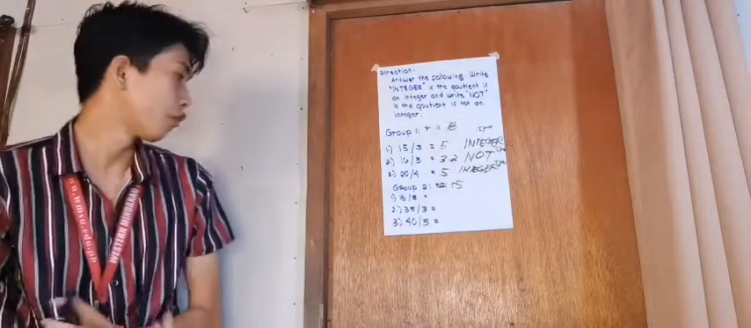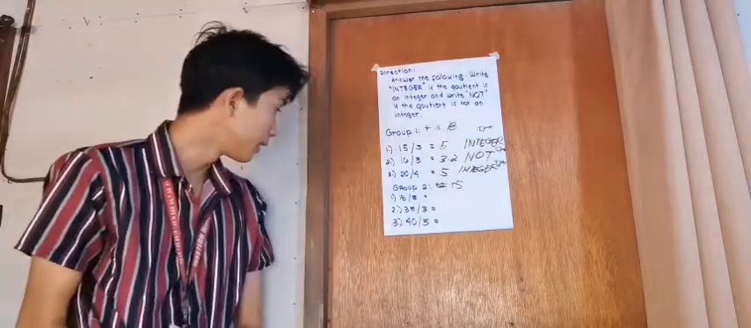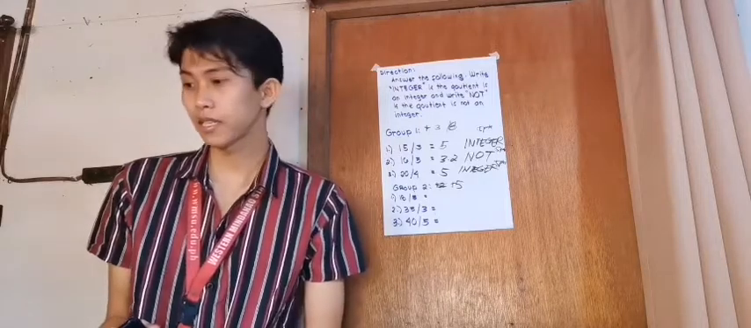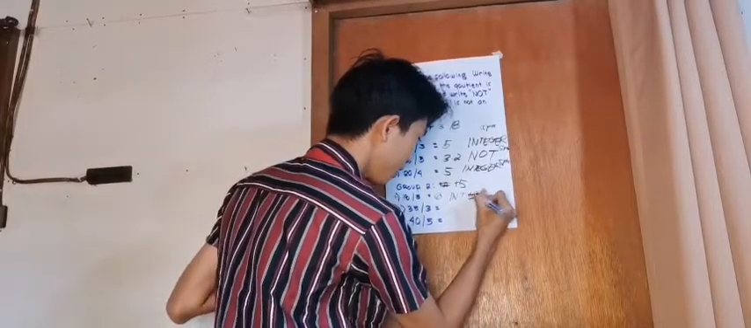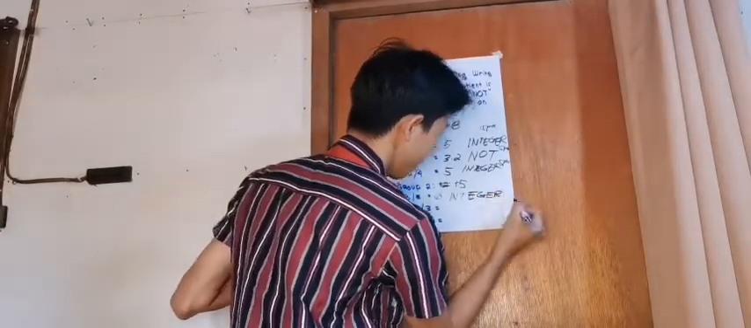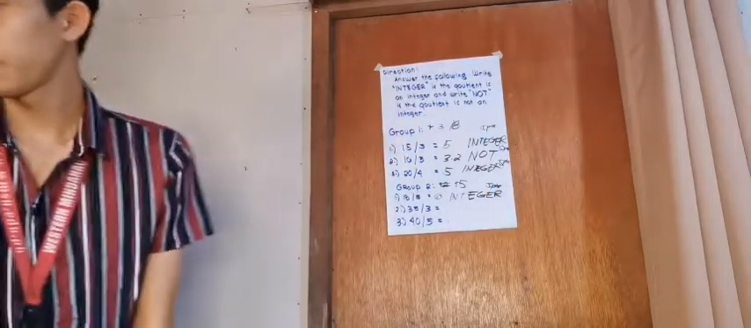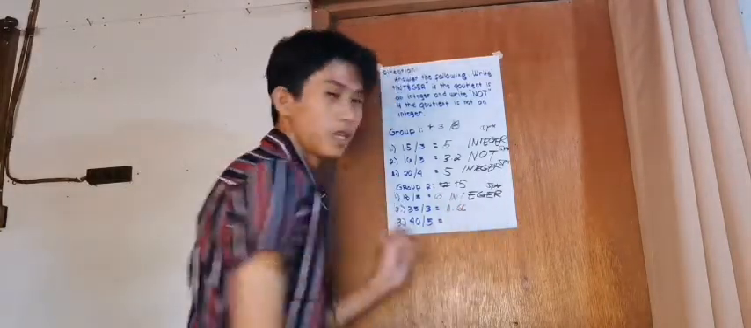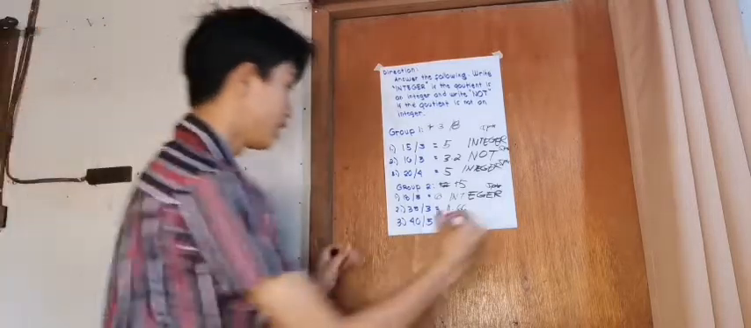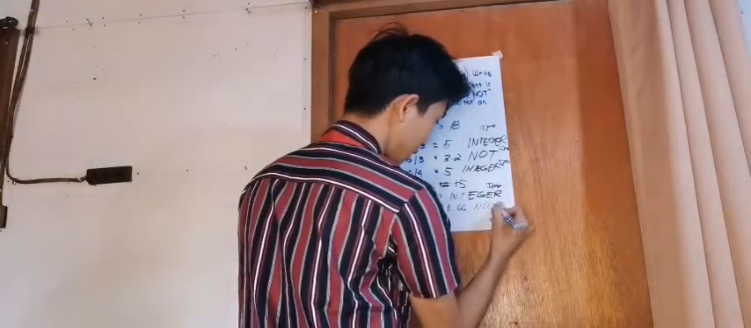Not bad. So, for group 2, 18 divide 3. Your answer is 6, an integer. So, if your answer is an integer, you have 5 points. So, 35 divide 3, the answer is 11.66. So, this is not an integer. So, if your answer is not, you have 5 points.